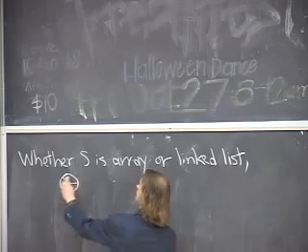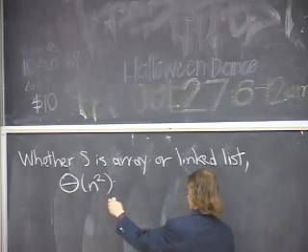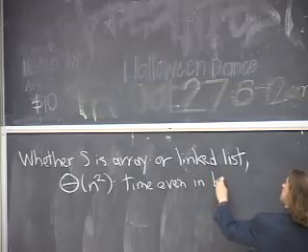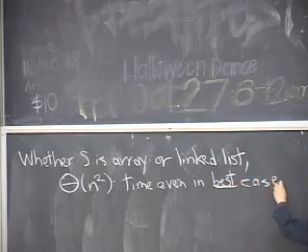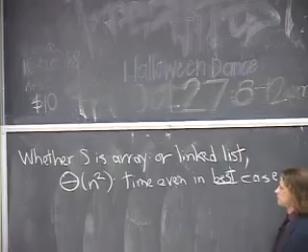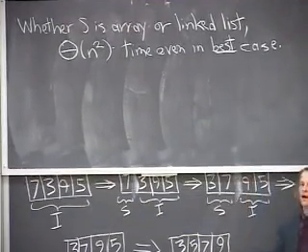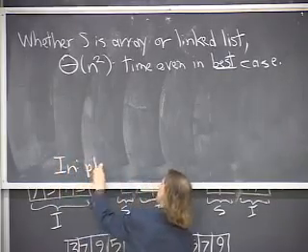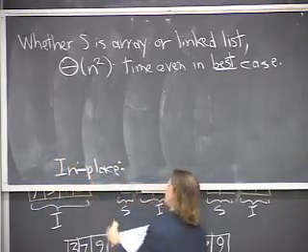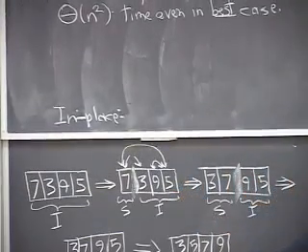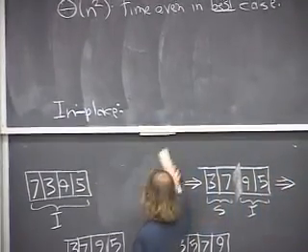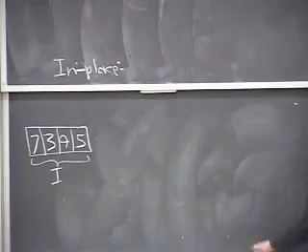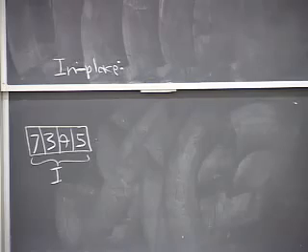So this selection sort takes theta n squared time, even in the best case. The good news is it can also be done in place. So let's come back to our favorite example here, and let's sort it again, this time with selection sort.